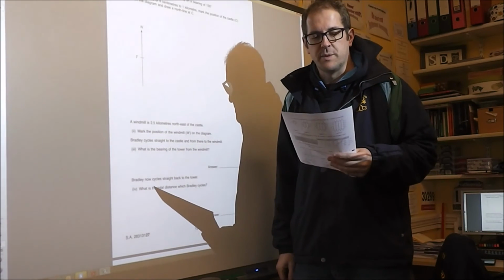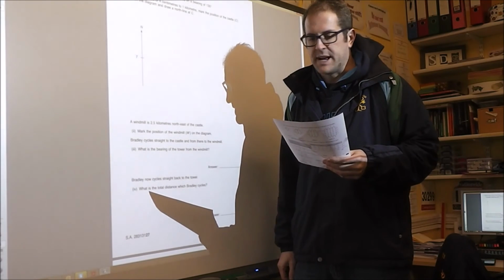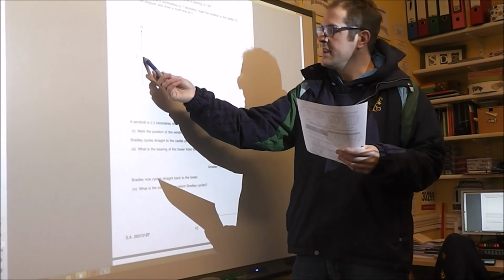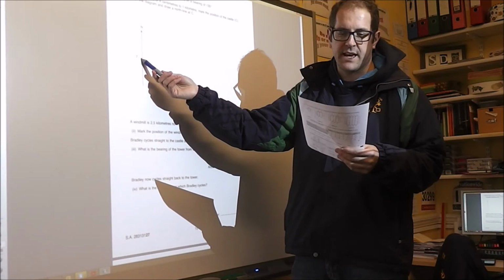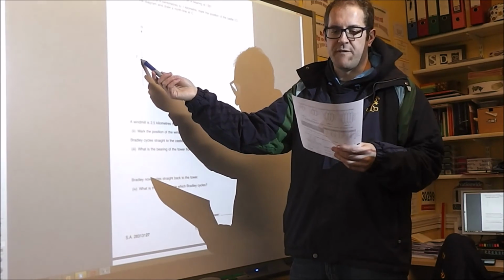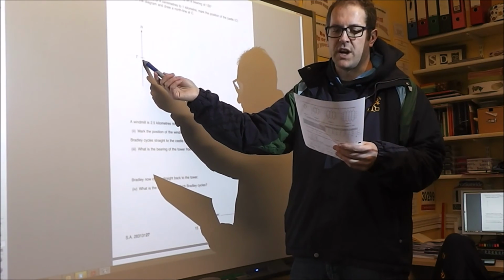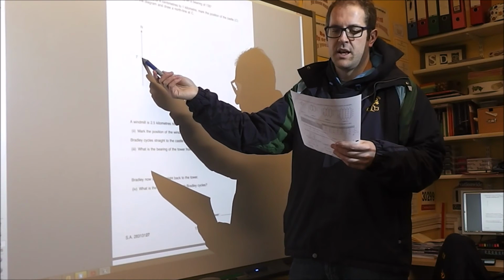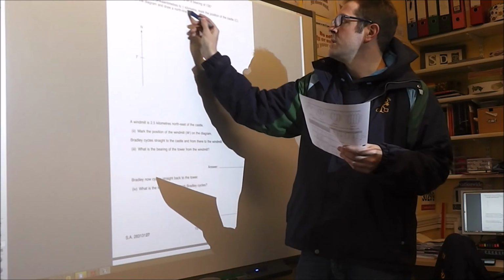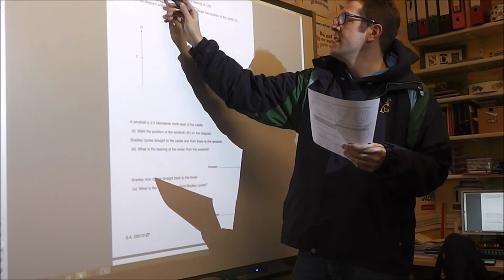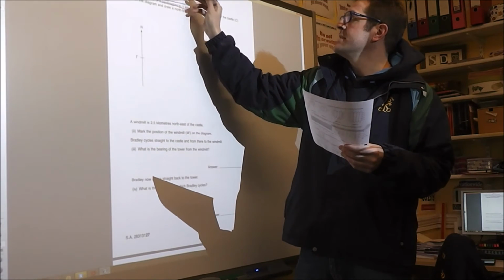Question 13 is all about bearings. Bradley is standing at T. T's here, not up the top of the arrow. T is here. You can see a castle 1.5 kilometres away on a bearing of 130. So 4 centimetres is 1 kilometre. So 1.5 kilometres is 6 centimetres.